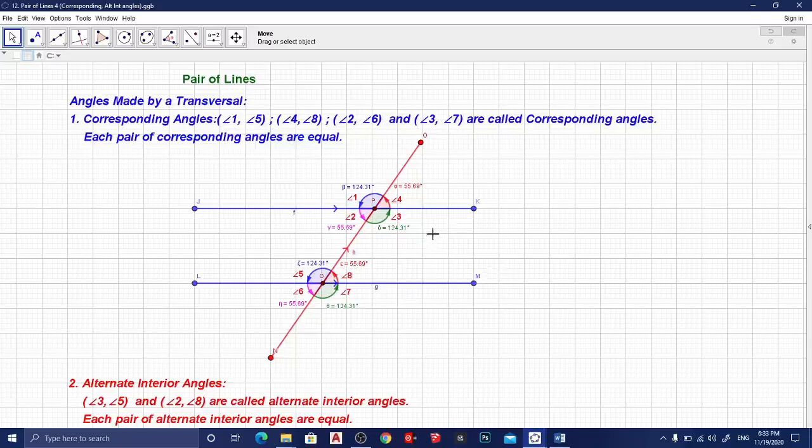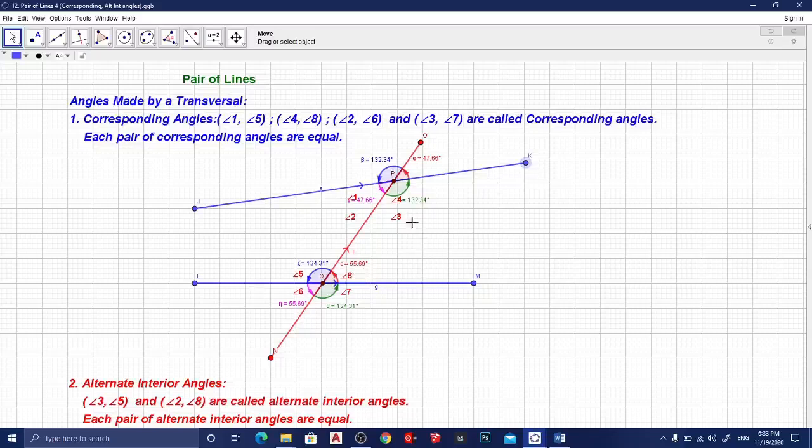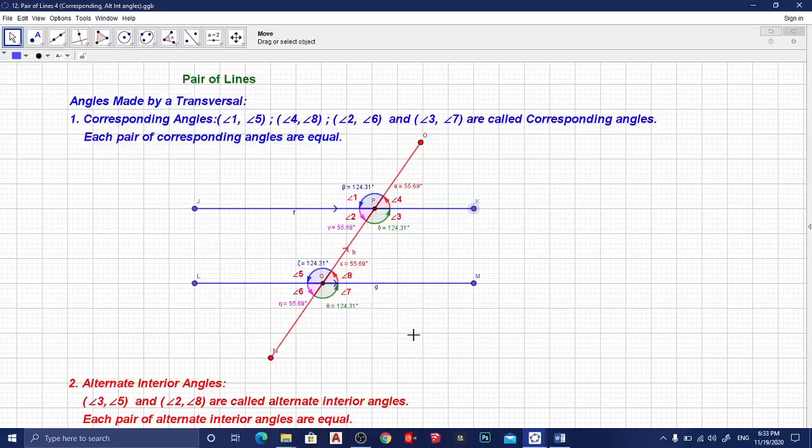So that is a special case. If it is intersecting two lines like this, then these two lines are not parallel, and these properties also will not be applied to these lines. Okay, when these two lines are parallel to each other, then only these properties will apply. Okay, that's the important point you have to remember.